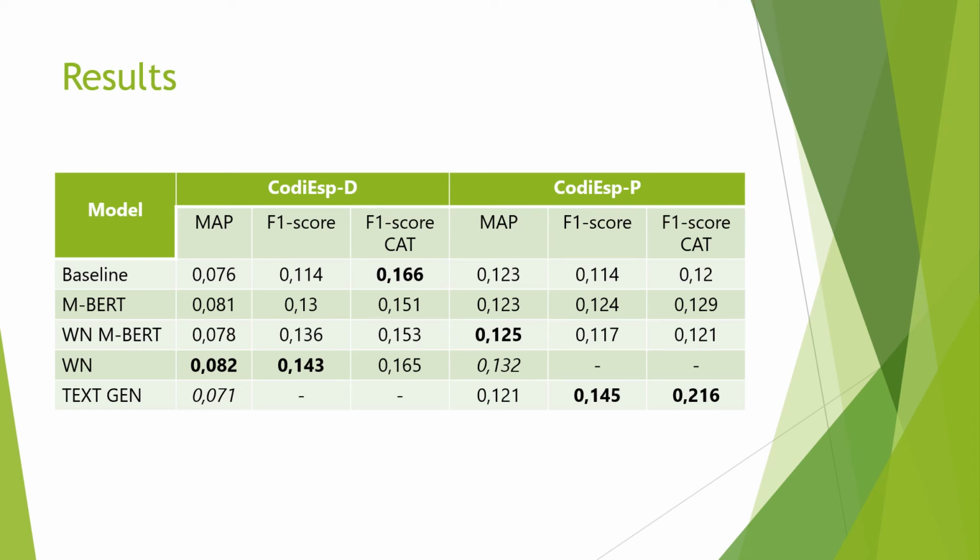For the second task, the best MAP is obtained using the combination of MBERT and the data augmentation technique based on synonym replacement, while the TextGen model achieves the best performance for both F1 scores. Concerning the unofficial results in italic font, the model WordNet is first rank on the first task, while the TextGen model is the least efficient for that task.